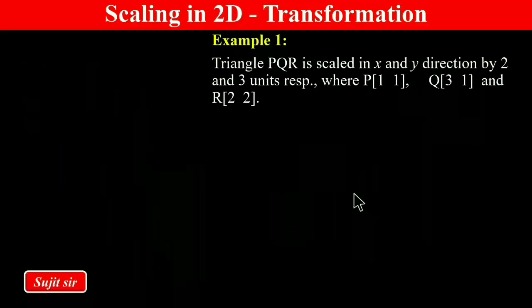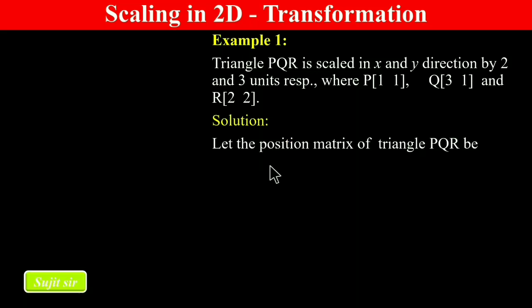Now we will see the different transformations using the scaling. Suppose there is a triangle PQR which is scaled in x and y direction by 2 and 3 units respectively, where the point P has coordinates 1 1, Q is 3 1 and R is 2 2. So this triangle PQR we want to scale in x and y direction by 2 and 3 units. Then what will be the transformed triangle PQR? Let's see.